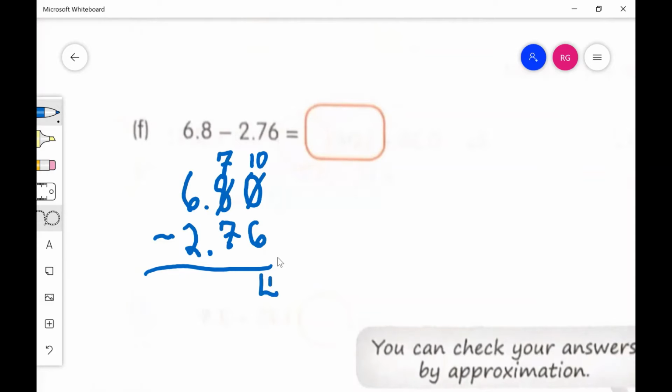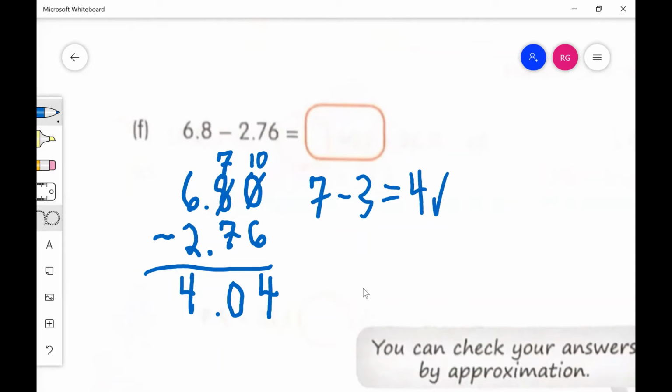So this is 4, 0, and that's going to be 4.04. Okay, so hopefully we got that there, 4.04. And we could do the check again, right? So this is 7 minus 3 equals 4, which is really close. All right, so that definitely checks out for our estimation.